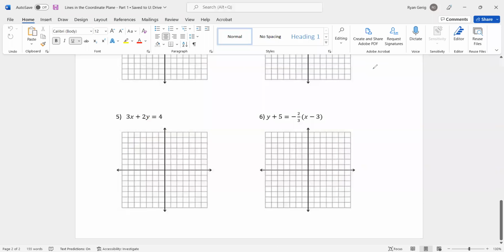Last two require some transforming. Number 5, that's in standard form. You could graph with standard form, but I'm not going to show you that in this video. And actually, this one wouldn't work very well. I'm going to do like I did early on in these notes. I'm going to get y by itself. So I'm going to do that quickly here. Subtract 3x. I get 2y equals -3x plus 4. Remember to divide by 2.